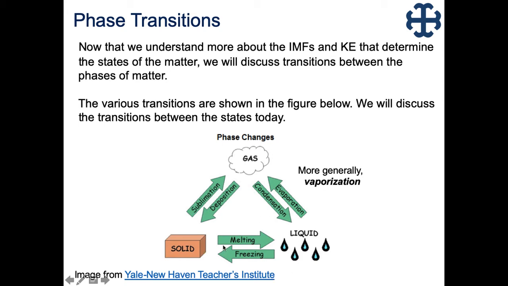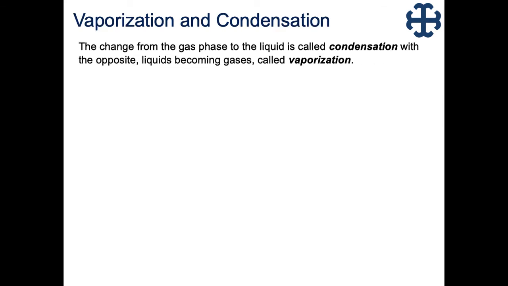If we go between solid and liquid, we're melting and freezing. And then the tricky two to remember, just because you're probably less familiar with them, are sublimation and deposition. So if we go from a solid to a gas, that's sublimation. If we go from a gas to a solid, that is deposition. Okay, and we're going to spend this pre-lecture digging a little bit more into these.